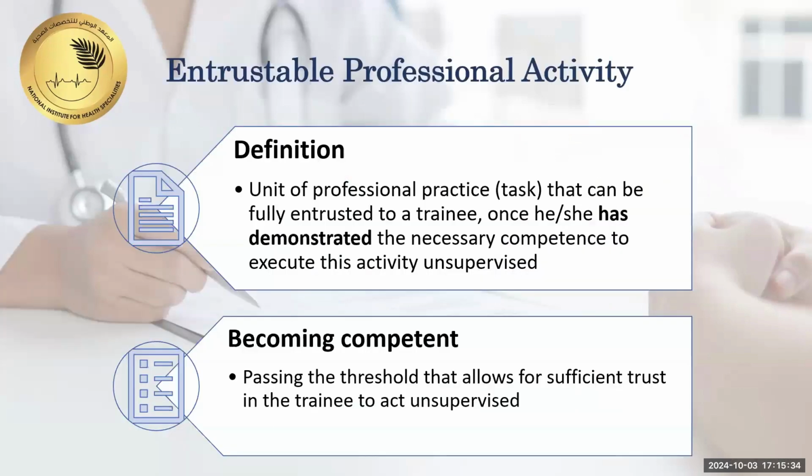So to start, defining the EPAs: they are a unit of professional practice, very well-defined activities in their practice that can be fully entrusted to a trainee only after they have demonstrated the necessary competence to execute this activity unsupervised. So they have to become competent before being trusted. And competence means passing the threshold that allows for sufficient trust to act unsupervised.